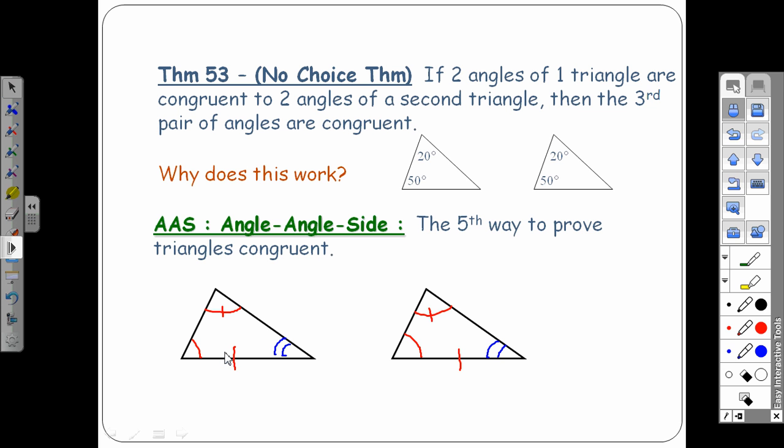That's what they did. So when you guys go to do a proof and you want to use angle angle side, you don't have to use the no-choice theorem. Chances are you're probably not going to use the no-choice theorem in any proof. But it is there for you anyway. Okay, so let's go take a look at a proof and how we would do this.